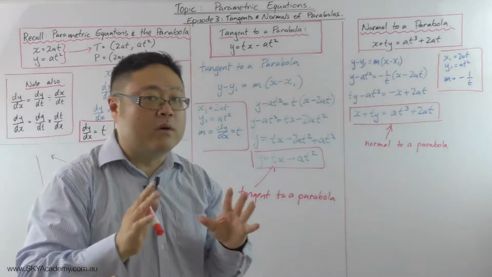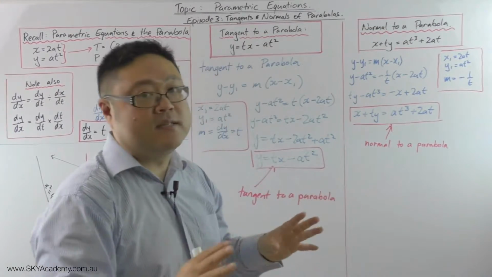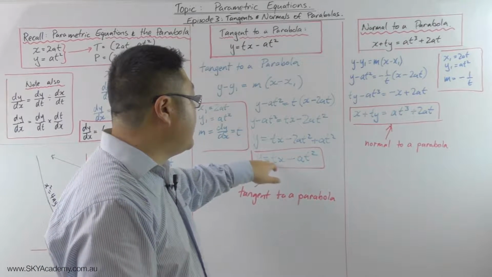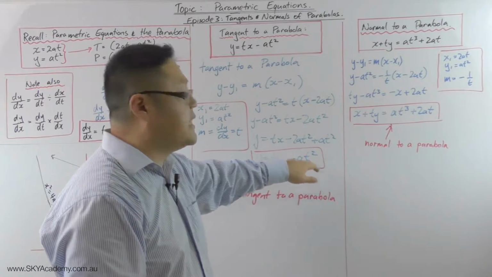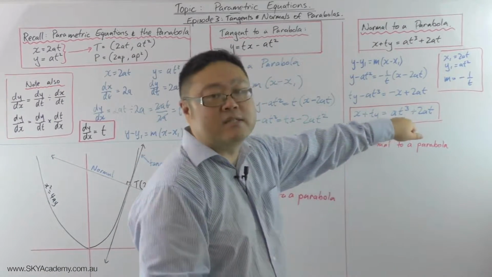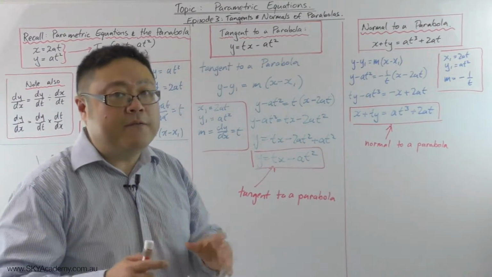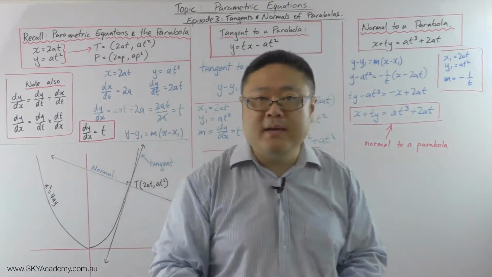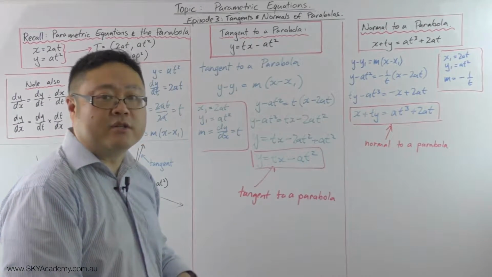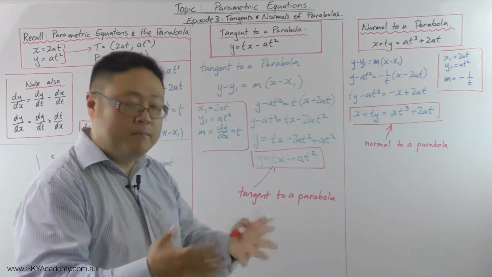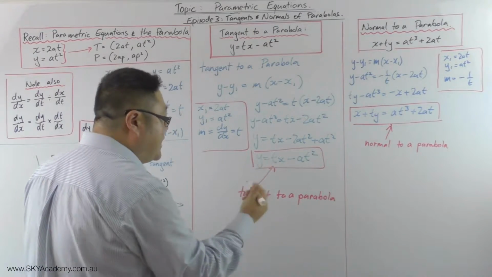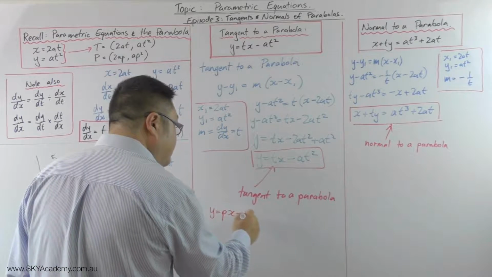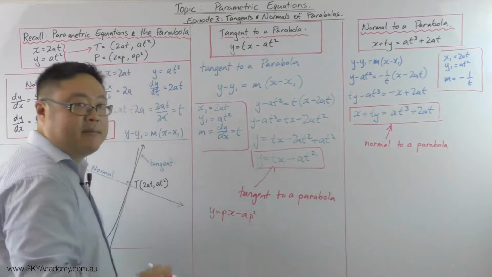Now, the final thing that I want to say is this. The equation of a tangent to the parabola is y equals tx minus at squared, and for the normal it's that with the t's. If your parameter is not t, if your parameter was p, how would that change the equation of the tangent? If your parameter was p instead, it would be y equals px minus ap squared. Does that make sense?